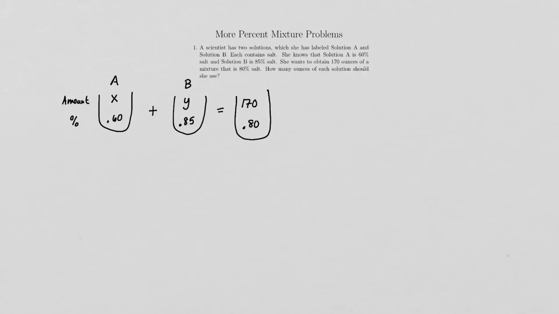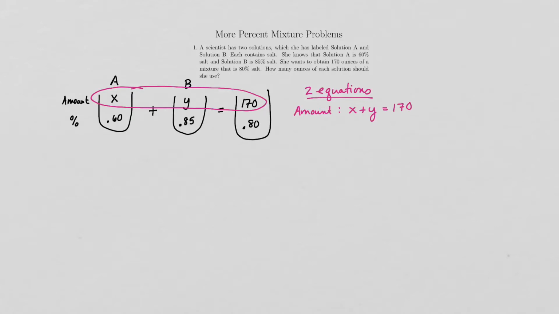Okay, then you're always going to get two equations. One equation is what I call the amount equation, and that's always going to be this top row. As long as you've put all the amounts on the top row, that's going to give you that equation. So in our case, the amount equation is going to be X plus Y equals 170.